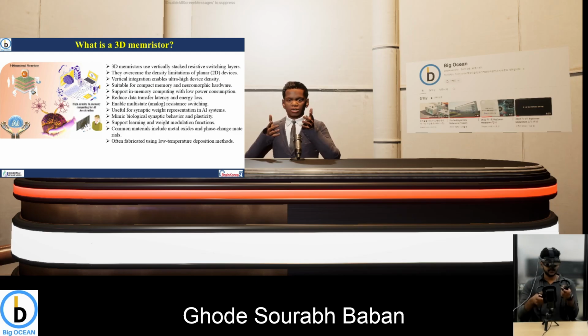Also, 3D memory can mimic biological synaptic behavior and plasticity. It also supports learning and weight modulation functions. 3D memory commonly uses materials including metal oxides and phase change materials. They are often fabricated using low temperature deposition methods.